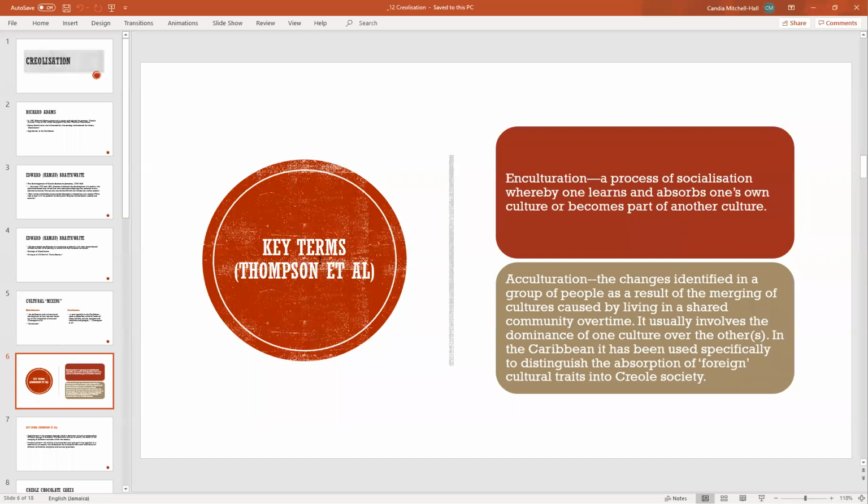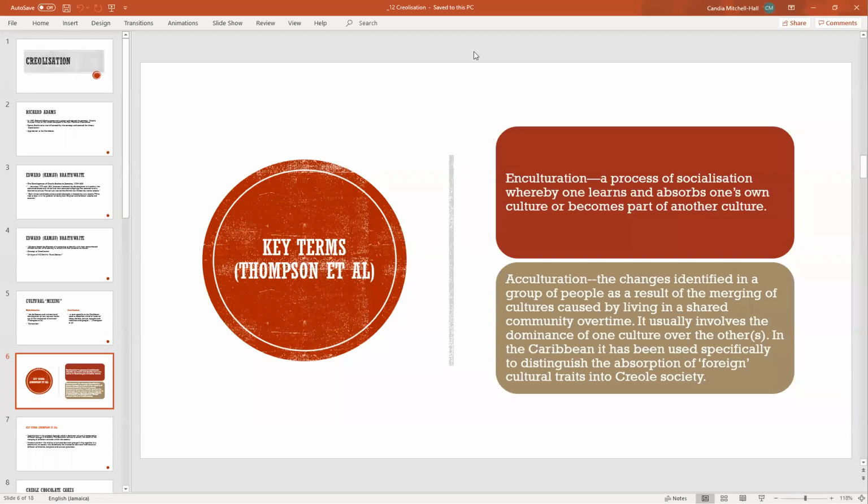Process of socialization whereby one learns and absorbs one's own culture or becomes part of another culture. All right, thank you very much. So enculturation is where you actually learn somebody's culture. Not really you learn somebody's, but you absorb your own culture while becoming a part of another culture. So it is really the process of learning of cultures, right?